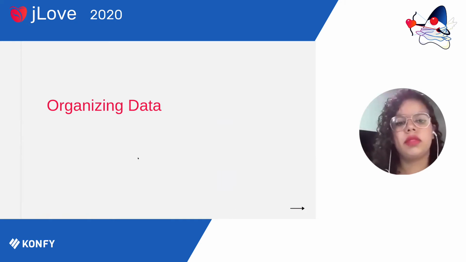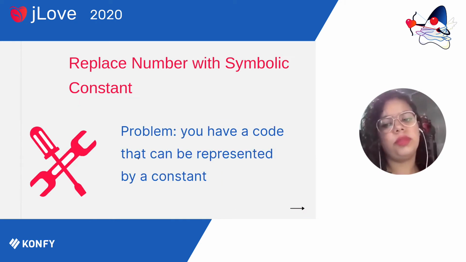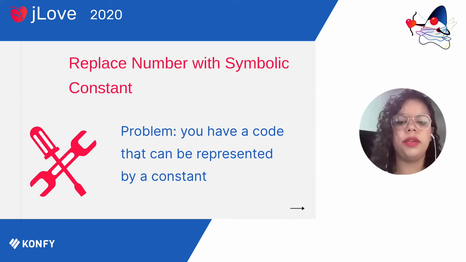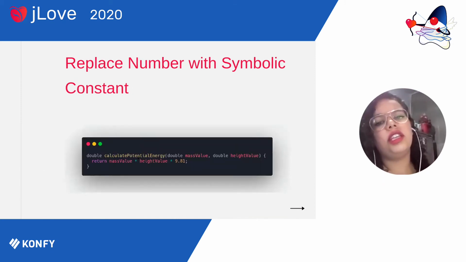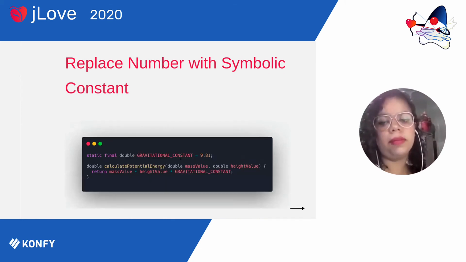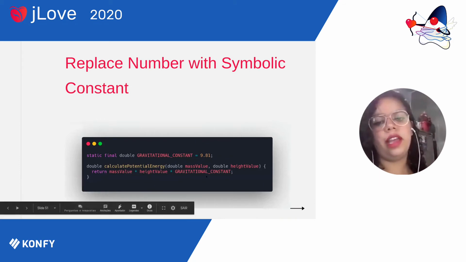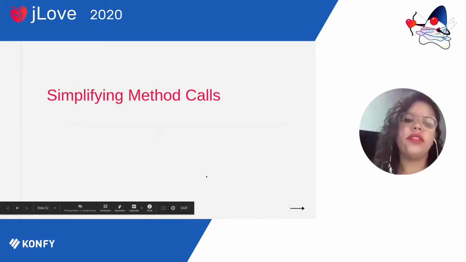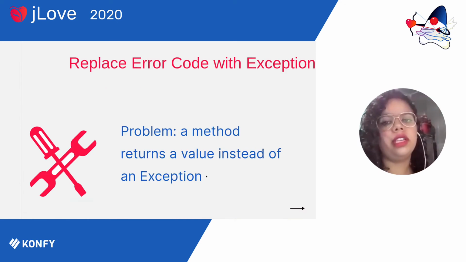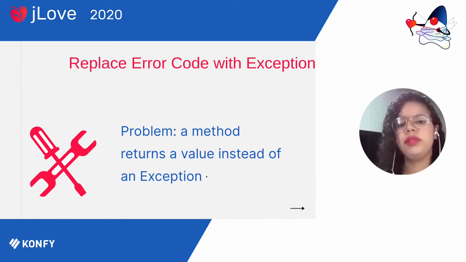Organizing data. Replace number with symbolic constant. Problem: you have code with a number that can be represented by a constant, and you can replace this number with a symbolic one. Here we have this value, and we use the gravitational constant and replace it, instead of using the value many times. Simplify method calls, and we can replace the error code with an exception.